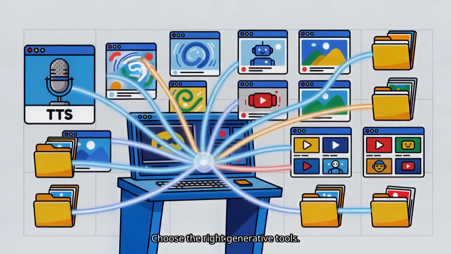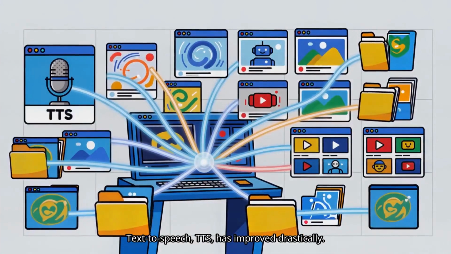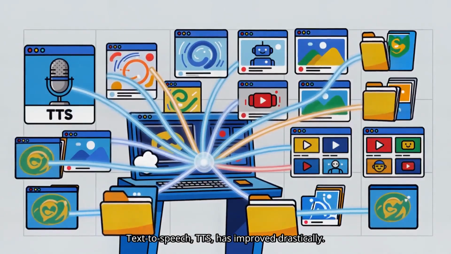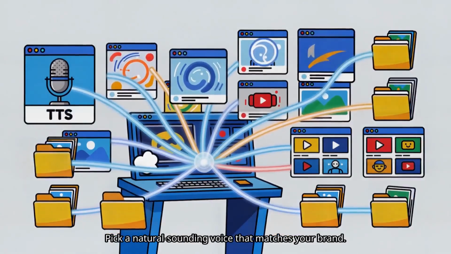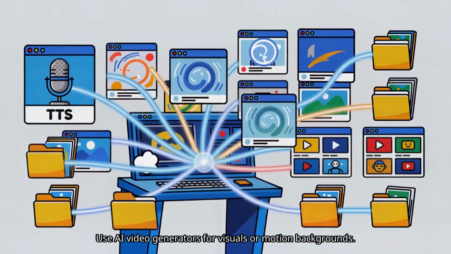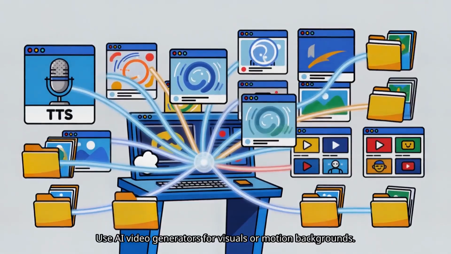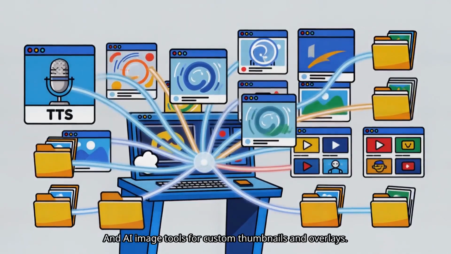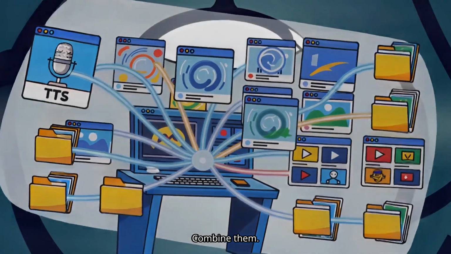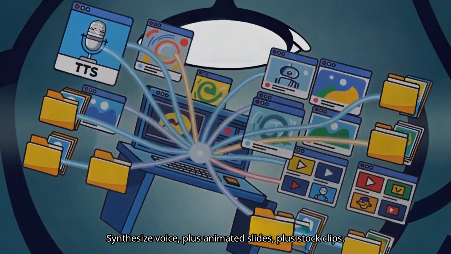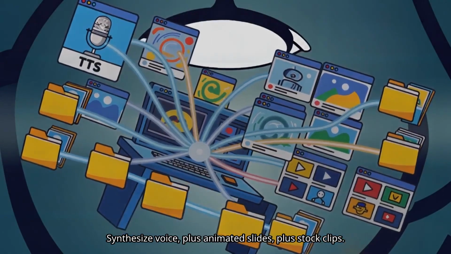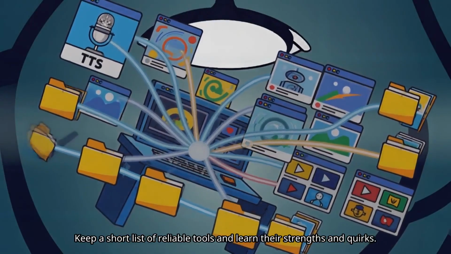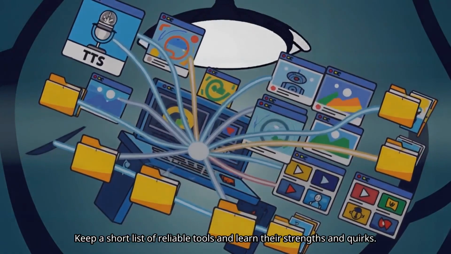Choose the right generative tools. Text-to-speech, TTS, has improved drastically. Pick a natural-sounding voice that matches your brand. Use AI video generators for visuals or motion backgrounds, and AI image tools for custom thumbnails and overlays. Combine them. Synthesize voice, plus animated slides, plus stock clips. Keep a short list of reliable tools and learn their strengths and quirks.